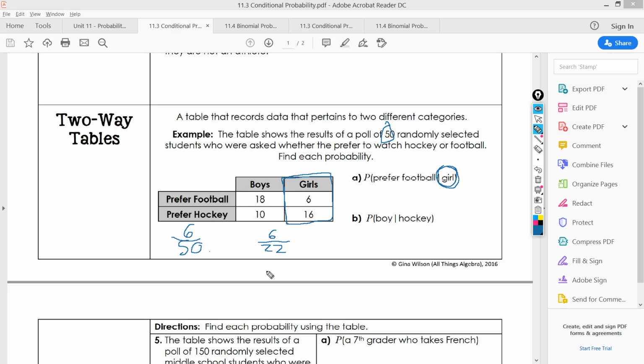So given that it's a girl, what's the probability that I get one that likes football? 6 out of 22, which I reduce to 3 over 11. And it's probability of football, comma, girl. If you put a comma, it means they happen together. If I get football and girl together, that's 6 out of 50. So these numbers are very different, aren't they?